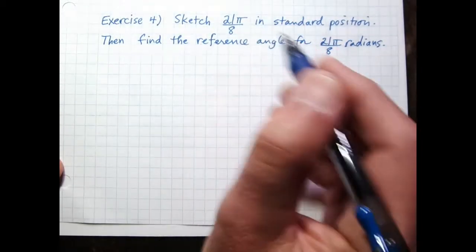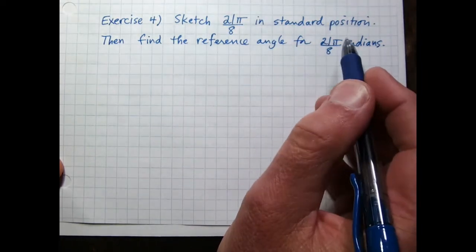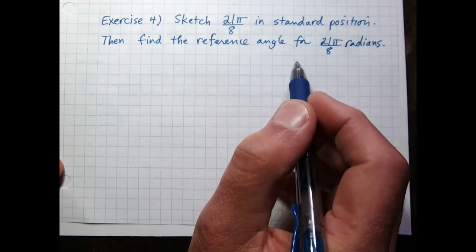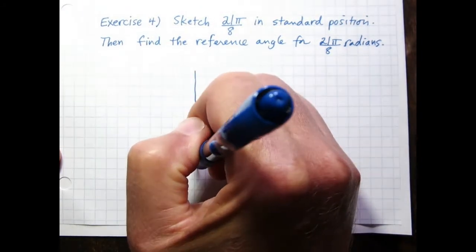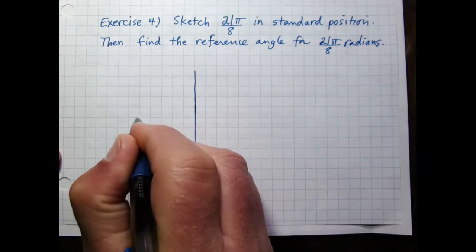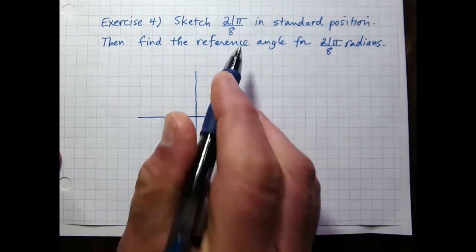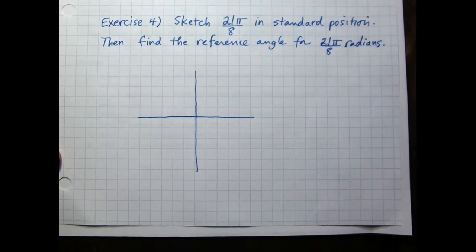Here we have 21 pi over 8 radians in standard position. Find the reference angle for 21 pi over 8. Now this is sort of an ugly one, right? 21 pi over 8. That's not one of the special angles. It's not a multiple of pi over 4, or pi over 3, or pi over 6. What's this pi over 8? Let's just see if we can figure out what's going on here. This is a denominator we haven't seen before, so I don't have a prefab picture to show you.